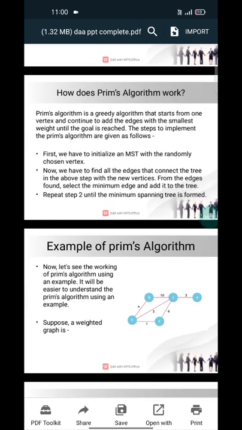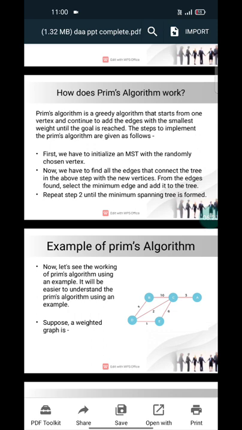Next, how does Prim's algorithm work? Prim's algorithm is a greedy algorithm that starts from one vertex and continues to add the edges with the smallest weight until the goal is reached. The steps to implement Prim's algorithm are given below.